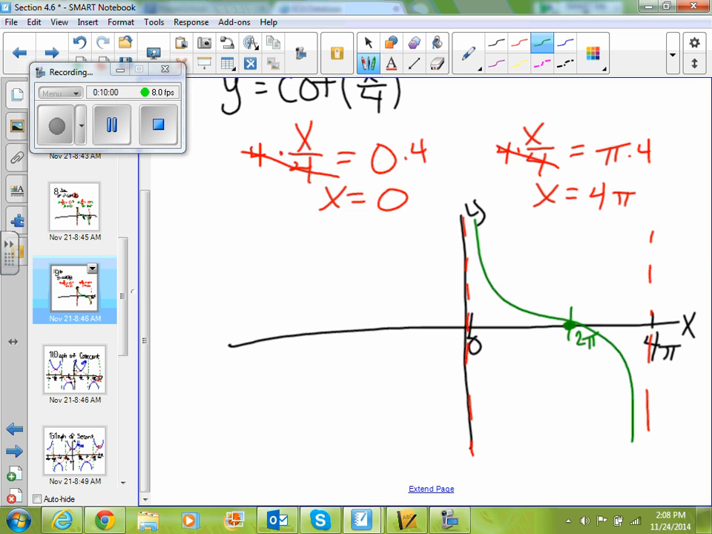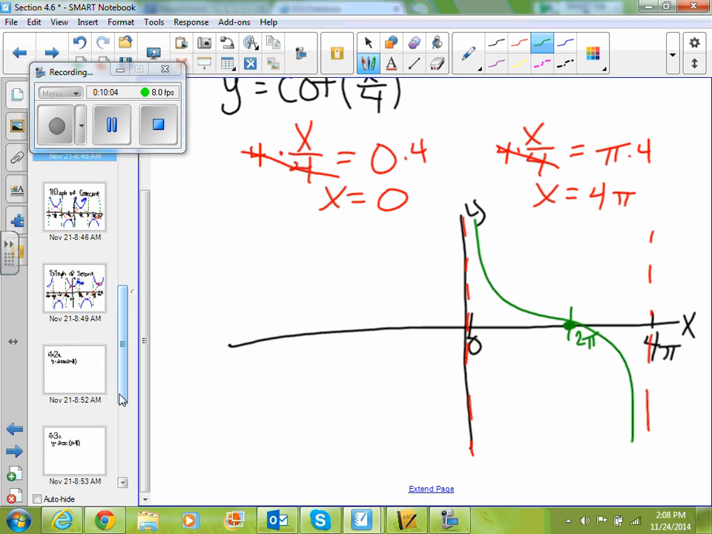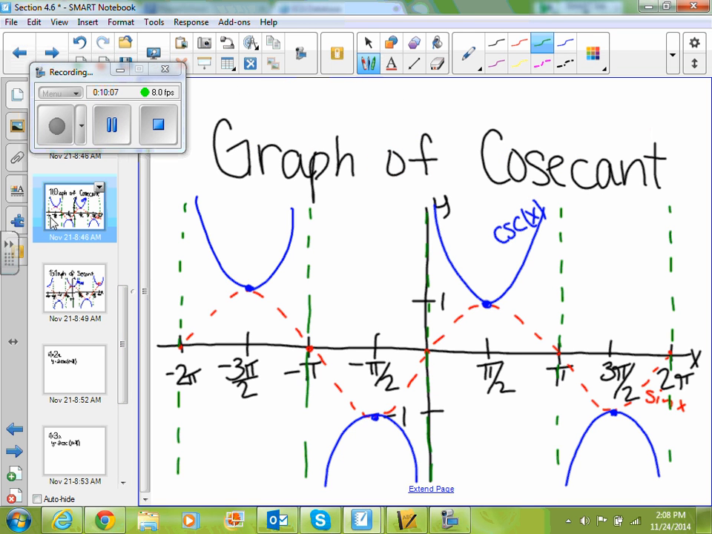Alright, the other two graphs we're going to look at are our cosecant graphs and our secant graphs. And those are going to be our hardest graphs. I know that this looks really complicated, but I tried to make it as simple as I could. So you have vertical asymptotes of your cosecant graph at every pi. So pi, 2 pi, 3 pi, etc. Everywhere you're at pi, you're going to have those vertical asymptotes.